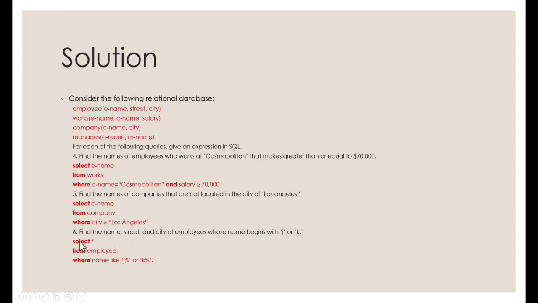The last one, we have select everything because we want the name, street, and city of employee. Okay, and from the employee table, where name like. So this is a keyword. A name is kind of like, and it has a J. So it starts with a J followed by some kind of substring, or K followed by some substring. Okay, so whose name begins with J or K.